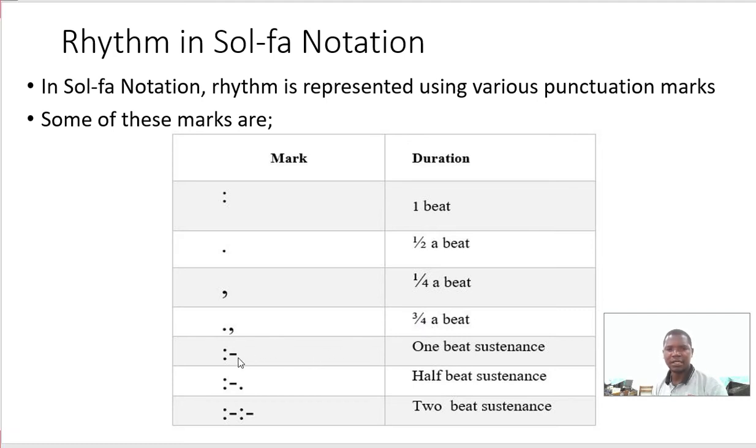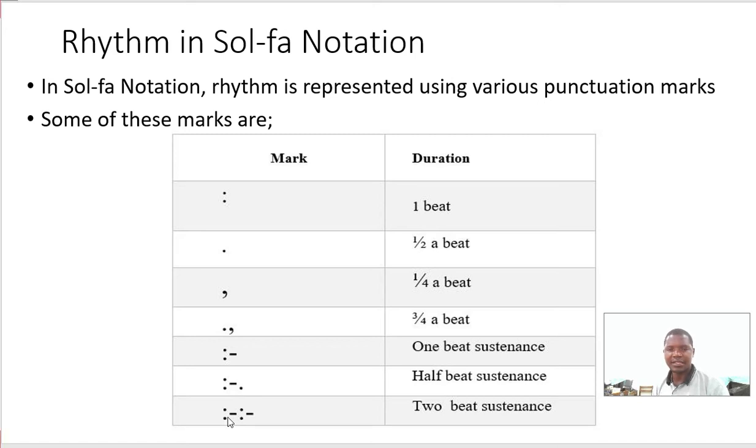Then we have a colon and a dash after the colon, which indicate one beat sustenance. You sustain the note for one more beat. Then a colon, a dash, and a dot after the dash gives us a half beat sustenance, just as we saw that a dot indicates half a beat. So once we have the colon, dash, and a dot, it indicates we shall sustain the note for just a half of a beat.